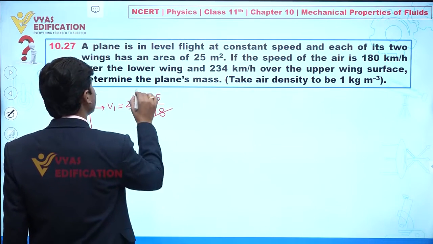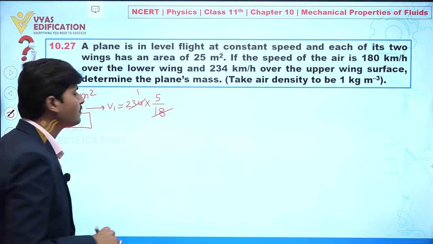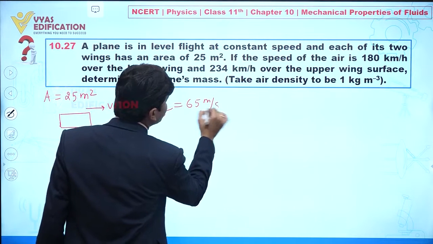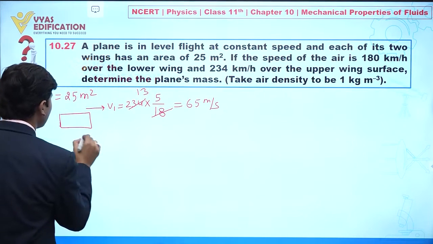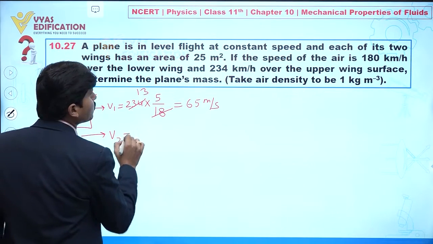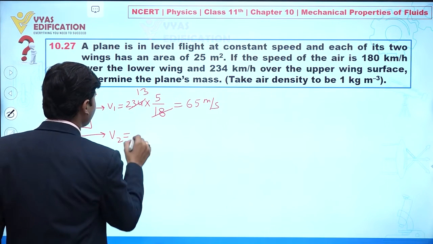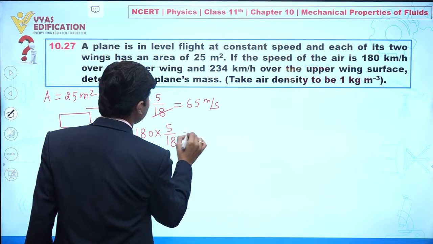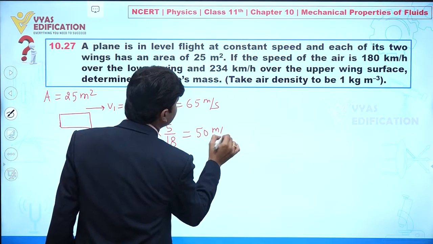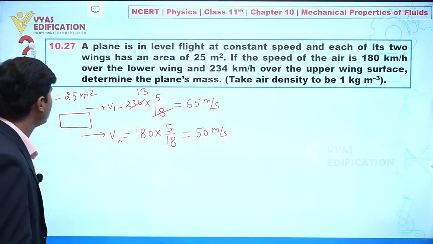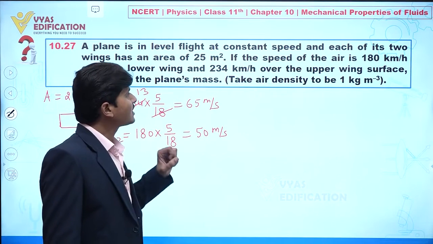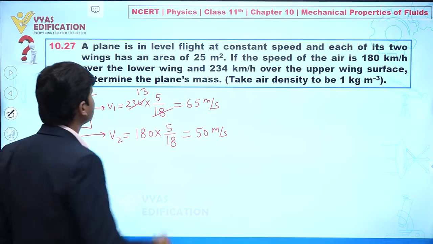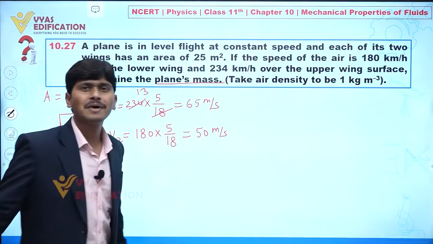So we can say this is 5 by 18, and we are getting 65 meter per second, clear. If I talk about the lower wing, the V2 value is given to you as 180 km per hour, I can say this is 5 by 18 and this one we have 50 meter per second, clear to you. Now our objective in this question is to calculate the plane mass, clear.